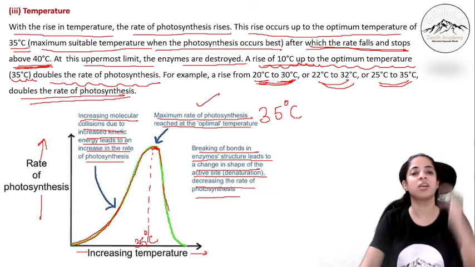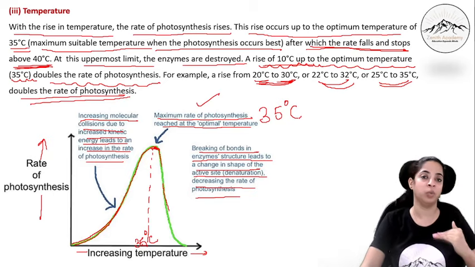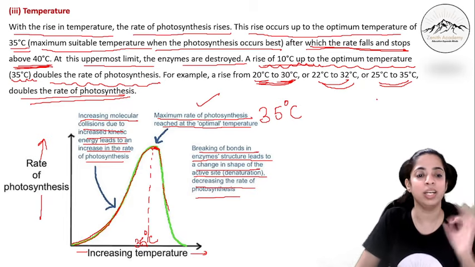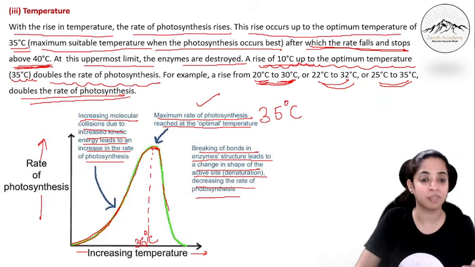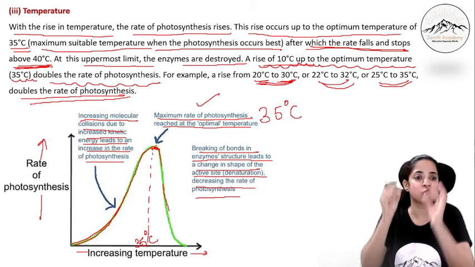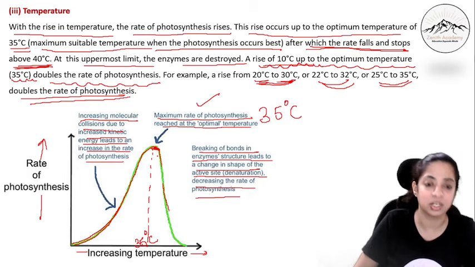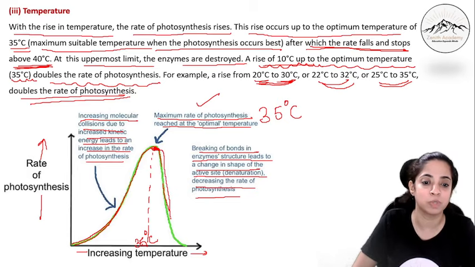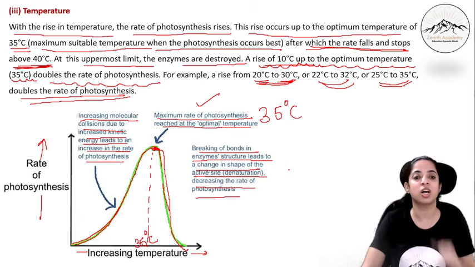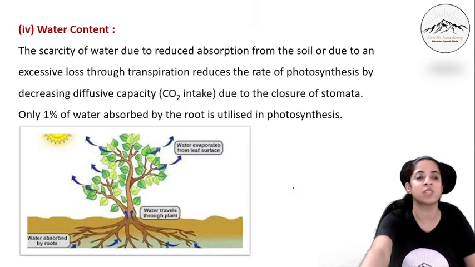तो 20 से 30 जब आपने उसको टेम्परेचर इंक्रीज किया तो पहले जो रेट थी 20 तक उससे डबल हो जाएगी. Okay, but this happens only till 35. After 35, see the rate falls and it stops above 40. Okay, so 35 to 40 is this, and then it keeps on dropping because the enzymes are denatured, the enzymes are destroyed. Okay, I hope you have understood the temperature point as well.